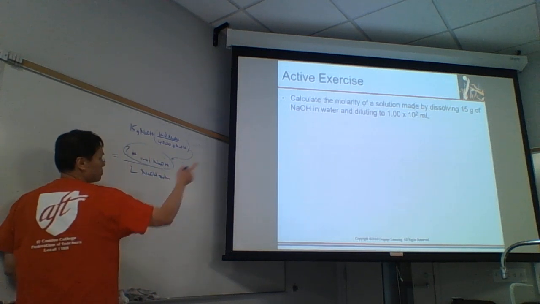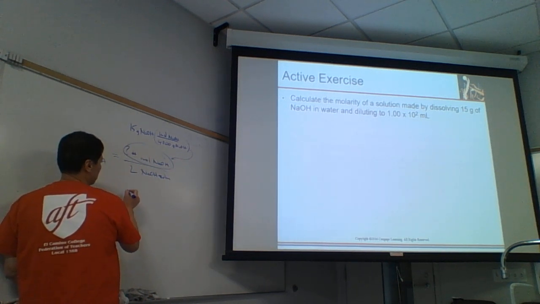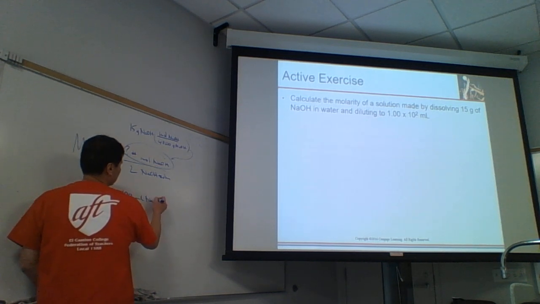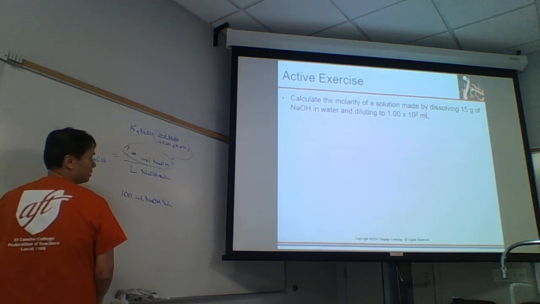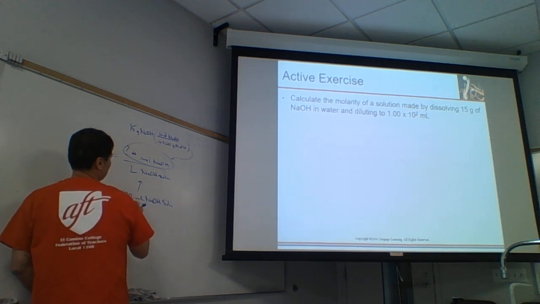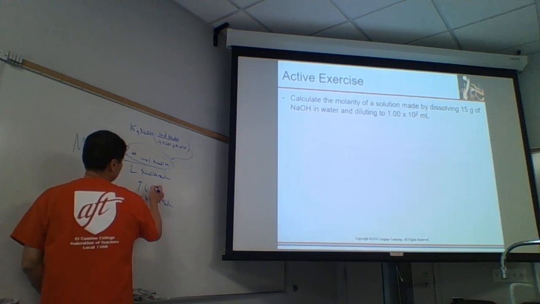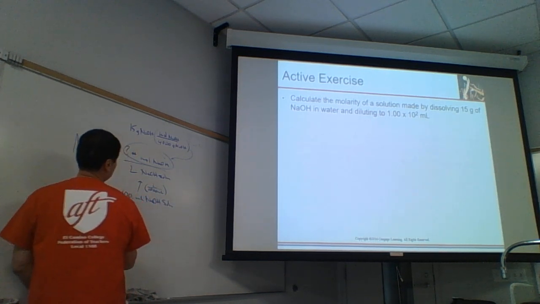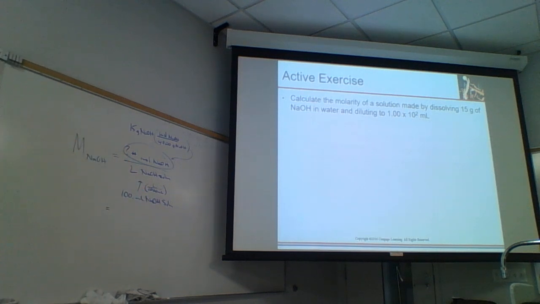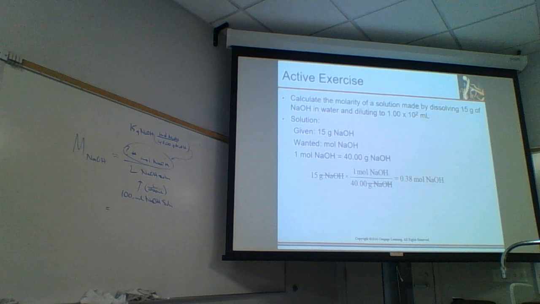And then we're going to do a milliliter to liter conversion here. So we have 100 milliliters of sodium hydroxide solution. We have 100 to 3 sig figs. That's why they wrote it in scientific notation. And so we're just going to convert it from milliliters to liters using the conversion factor here. 1 liter is equivalent to 1,000 milliliters. And then just plug the numbers in. So they get 0.38 moles.